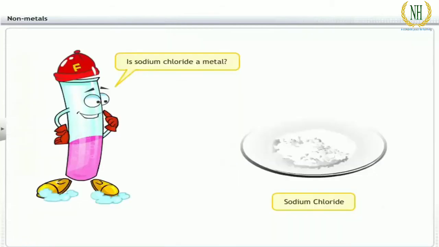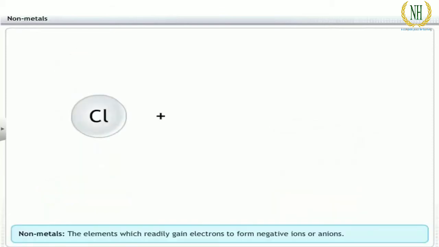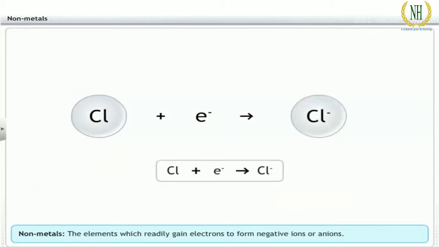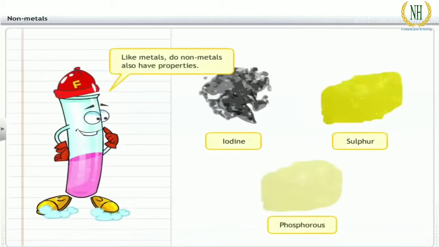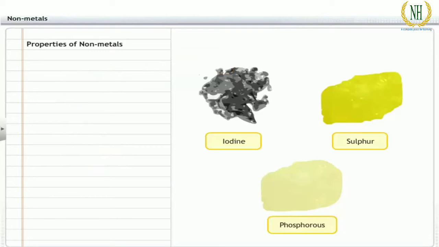Is sodium chloride a metal? No, it's not. Let me tell you about non-metals. They are the elements which readily gain electrons to form negative ions or anions. For example, chlorine accepts electrons from a metal like sodium and forms a negatively charged chloride anion. Like metals, do nonmetals also have properties? Yes, of course. Let's look at some of the properties of nonmetals.